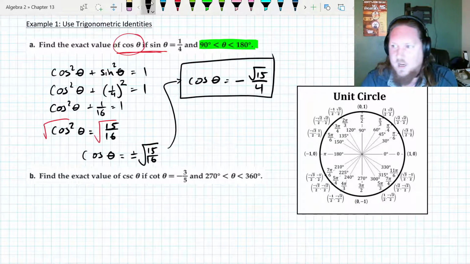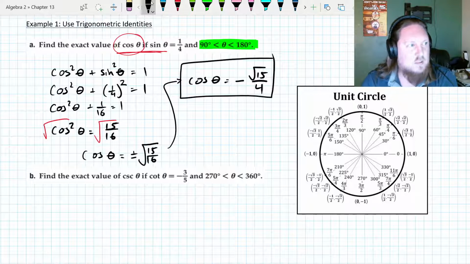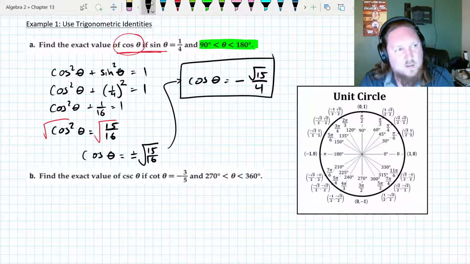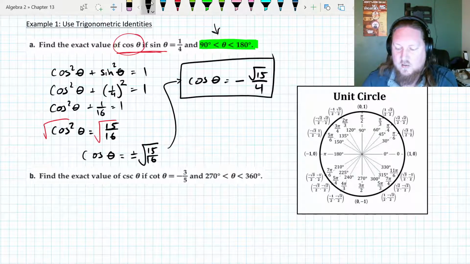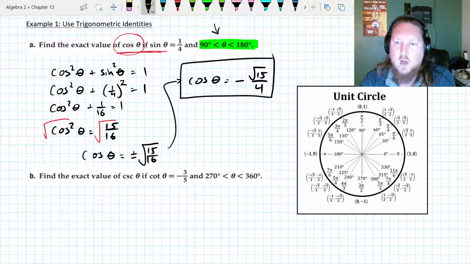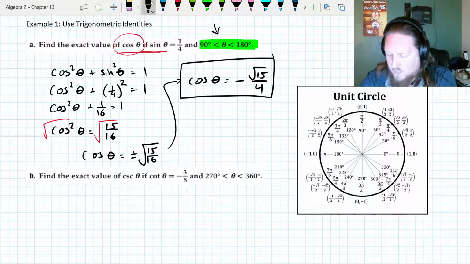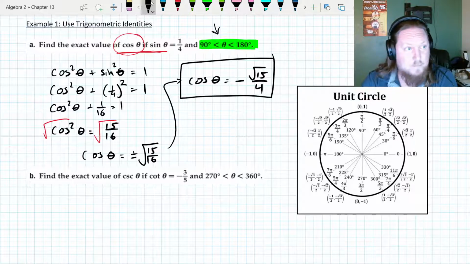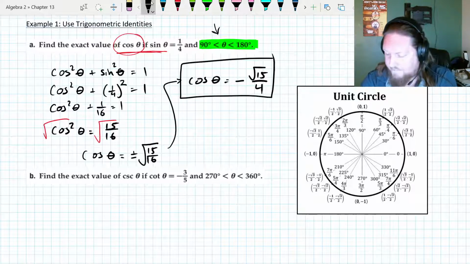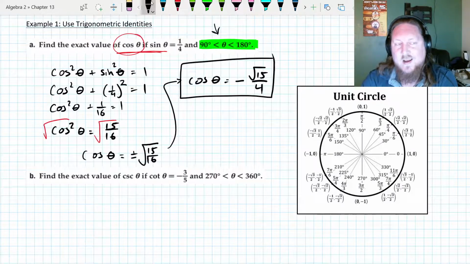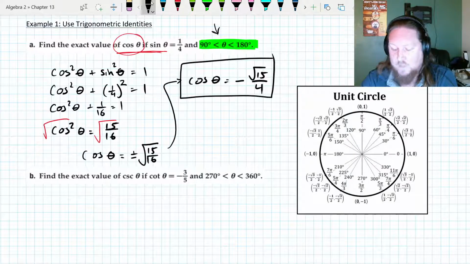Pretty nice to not have to write a whole new triangle and then use the Pythagorean theorem. Using these identities is handy. You do have to pay close attention to where they want the solution range to be. That does matter, because if it had been between 0 and 90, that would have been the first quadrant, and cosine is positive in the first quadrant. So I would have gone with the positive root.